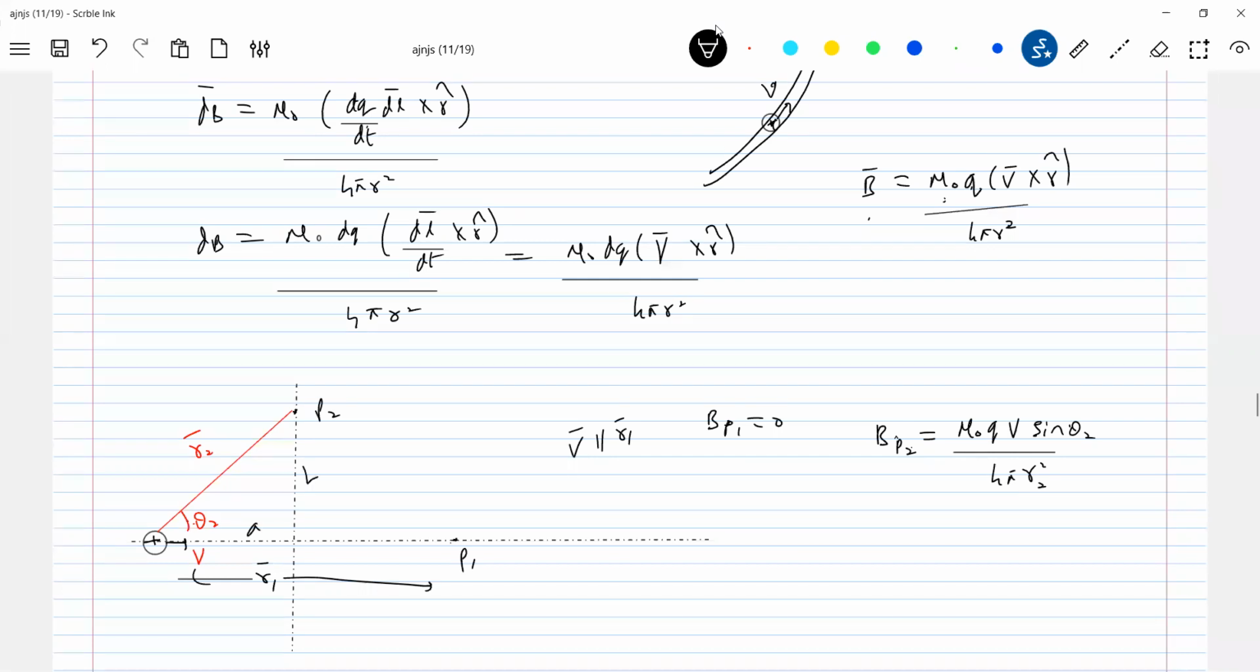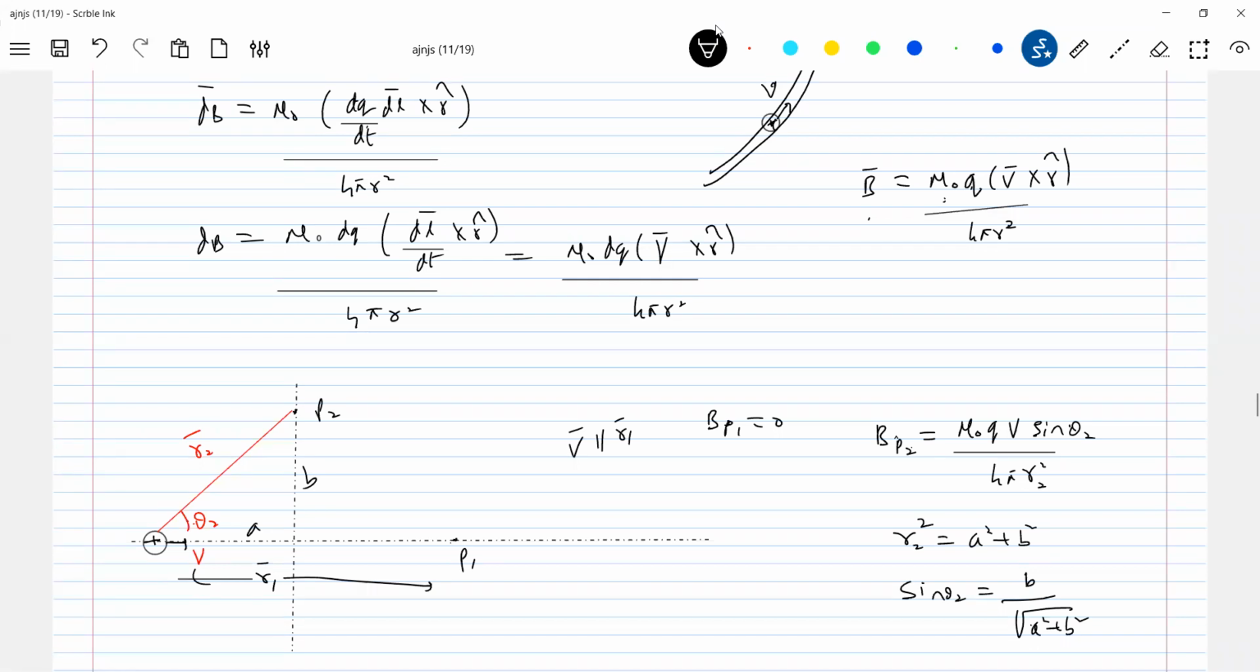If I give this as A and B, you can calculate R2. R2 square is equal to A square plus B square. What about sine theta 2? Sine theta 2 is equal to B by root of A square plus B square. Like this you can calculate the field. Okay, this is about the field due to a moving charged particle. Now, when they produce the field.